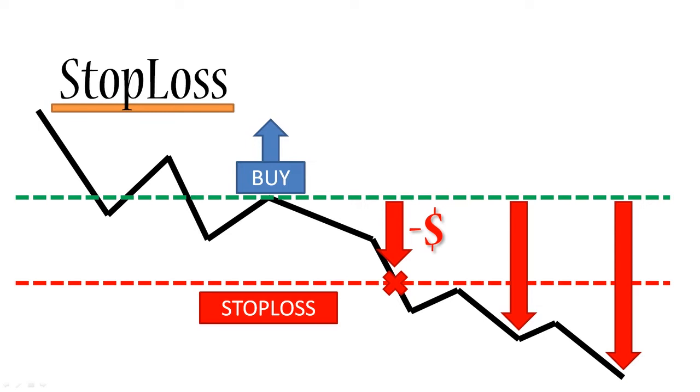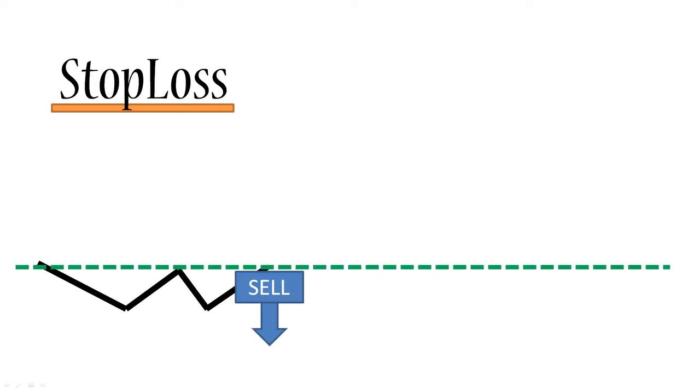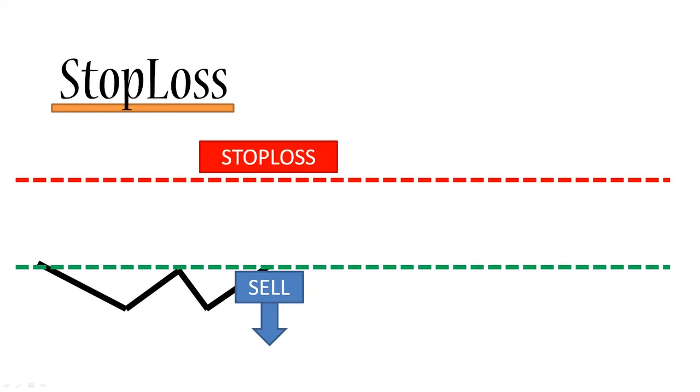It's a very important feature, and I highly recommend to always set a stop loss for any of your orders. Let's look at a stop loss for a sell order. So a sell order, we're anticipating a downward movement in the market. We can set a stop loss, which has to be above the entry price, and that's because when we anticipate a downward movement, we will only lose if there's an upward movement.